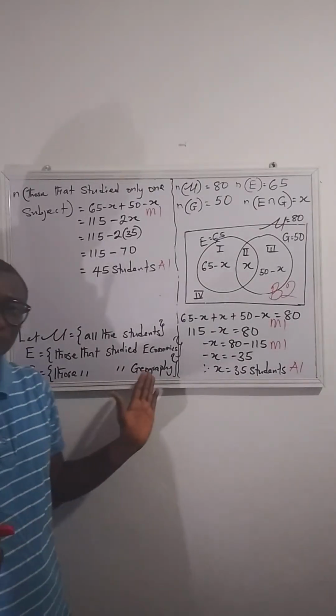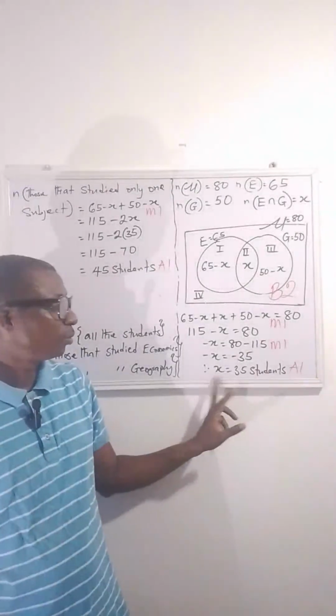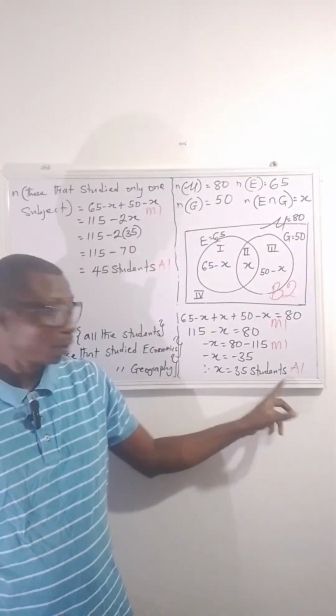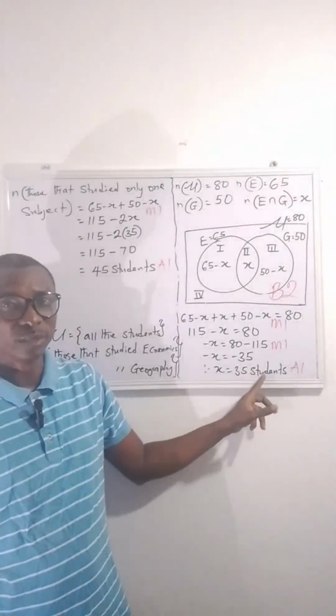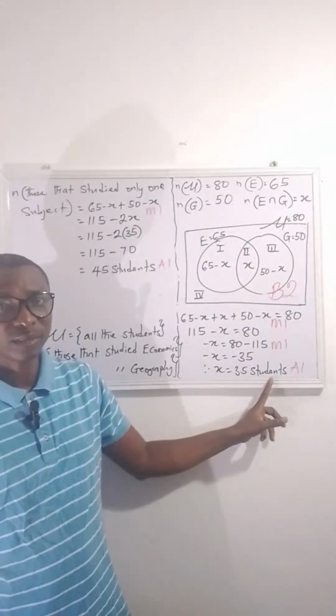So now I want to show you something. If you write your answer out and you fail to put units, you are not going to get the answer. You must remember to write 35 students. Don't just write 35. You must put the unit. So unit is very, very important.